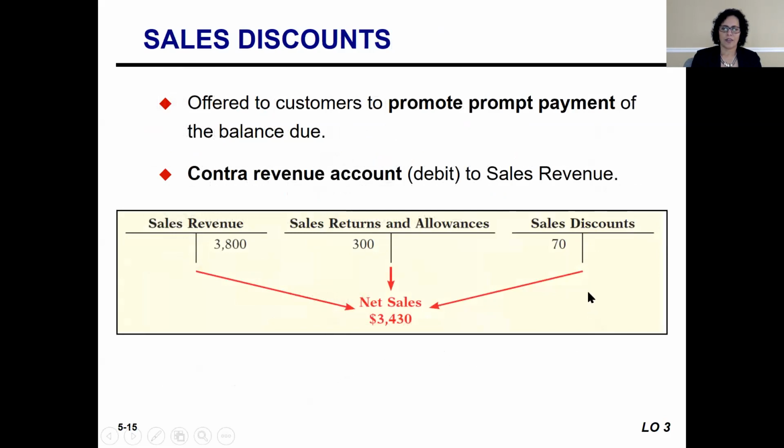So the last slide I have for you over here is the net sales figure. If you recall, in the first slide, I had shown you the income statement for the merchandising business: sales less cost of goods sold gives you gross profit. The sales number that's reported is a net sales number, which is the gross sales, less sales return and allowance, less sales discount. So 3,800 minus 300 minus 70, 3,430 is the net sales number. That's a number that's reported in the income statement.